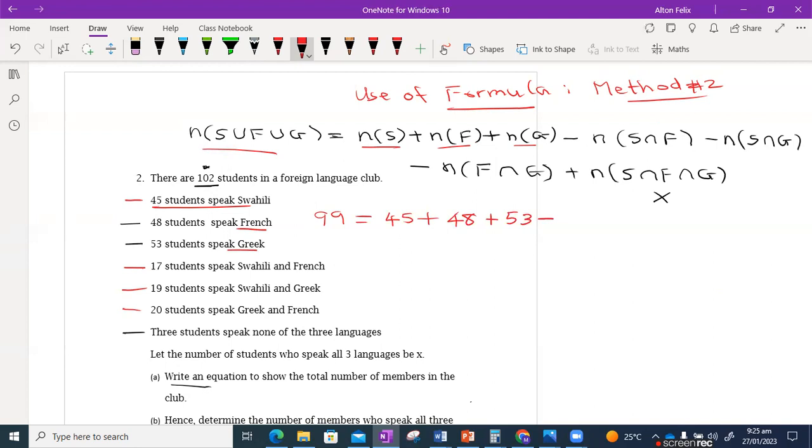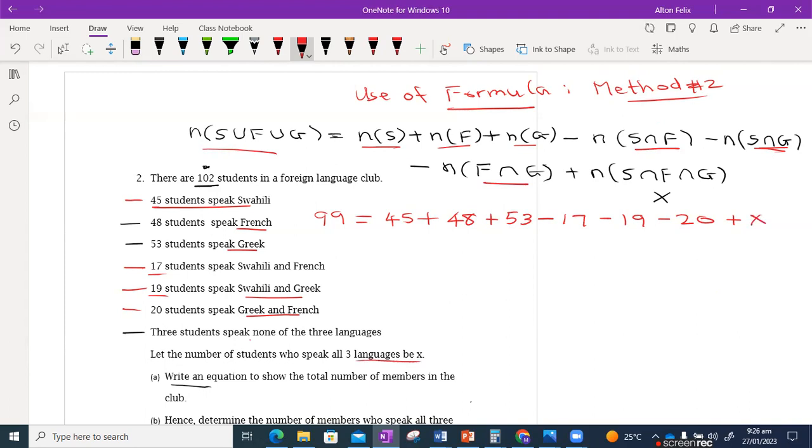And then we subtract the information on both sets, and that's what's given here. 17 speak Swahili and French, right? So that's Swahili and French, we minus 17. Then 19 speak Swahili and Greek, so Swahili intersect Greek would be the 19. Then we subtract those who speak French and Greek, that's the 20. And then we add the information on all three. They say 3 students speak none of the languages, so let X students speak all three, plus X.